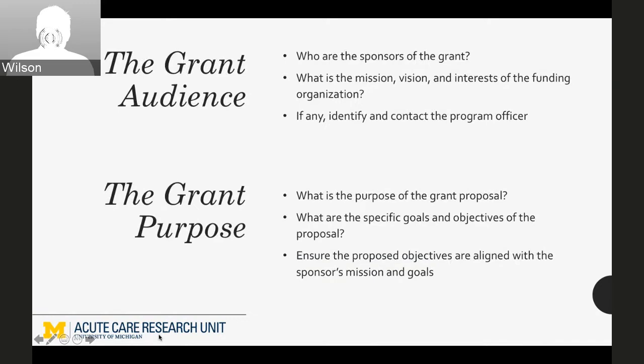Let's also talk a little bit about the grant audience. Who are the sponsors of the grant? What is the mission, the vision, as well as interests of the funding organization? You'll also want to pay attention to whether a program officer exists. If so, you'll want to identify them and contact them.